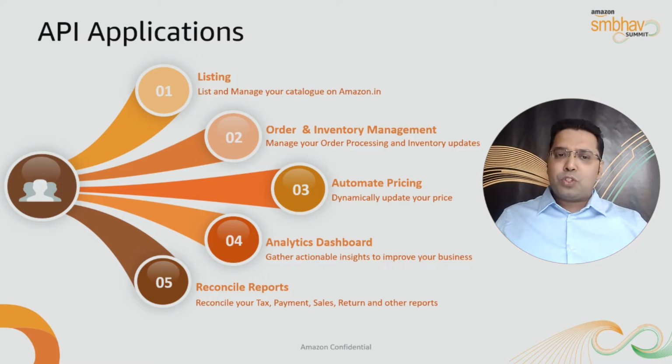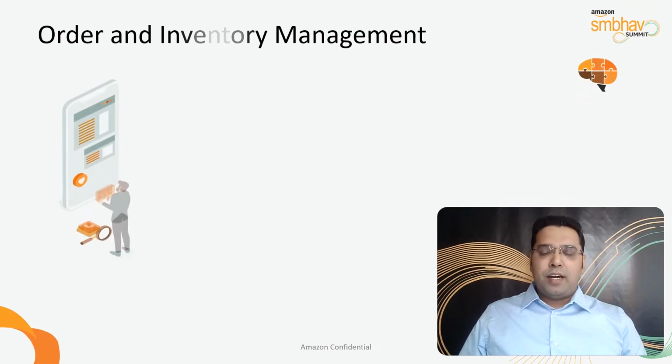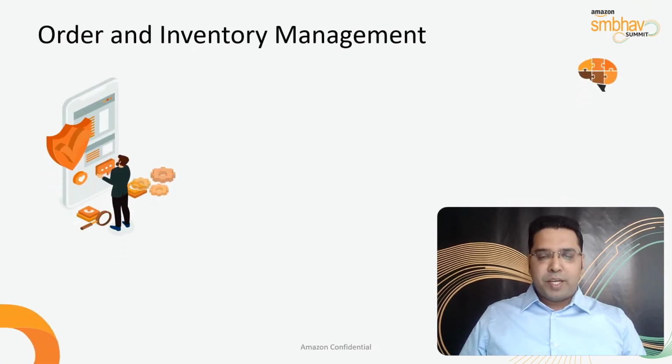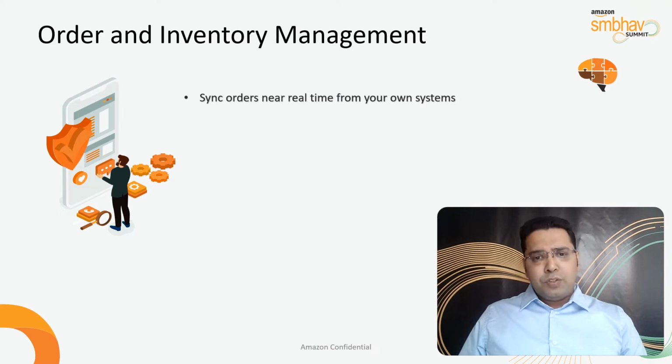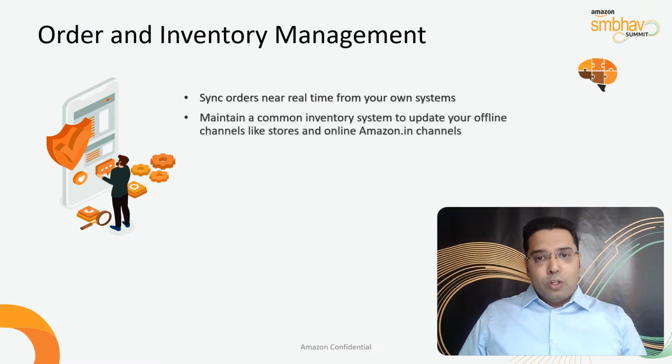One of the most common use cases of API integration is order and inventory management. Currently, you must be visiting our Seller Central page in order to manage your orders, fulfill those orders, and at the same time manage your inventory. Using the marketplace APIs, you can sync your orders near real time from our system to your system and fulfill those orders. You can also dynamically update the inventory at Amazon based on your online and offline sales.